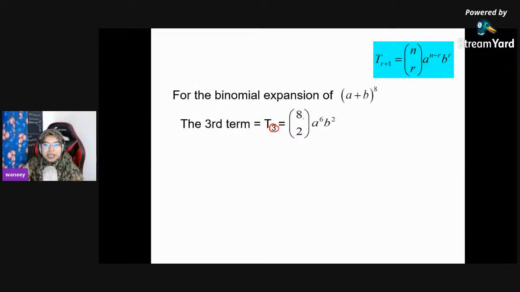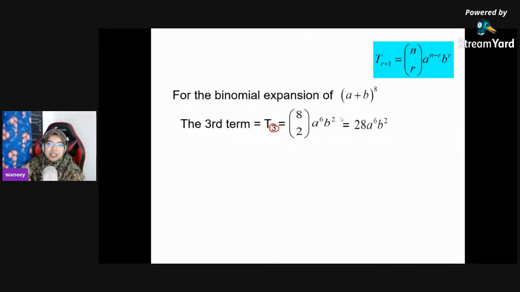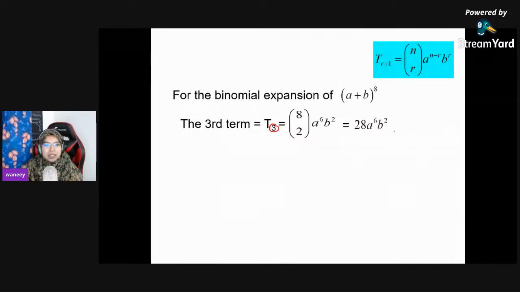So we are going to get 8C2, a to the power of 8 minus 2, so a to the power of 6, and then b to the power of 2 or b squared. And then of course you should use your calculator, find out what is this number, 8C2. So by using our calculator, that is actually 28, a to the power of 6, and then b squared. So this is the third term. Okay, so the next one. If let's say we want to find the sixth term, so this is T6.